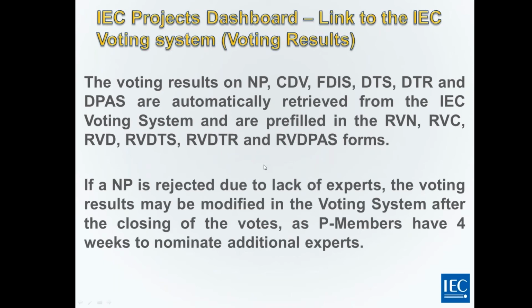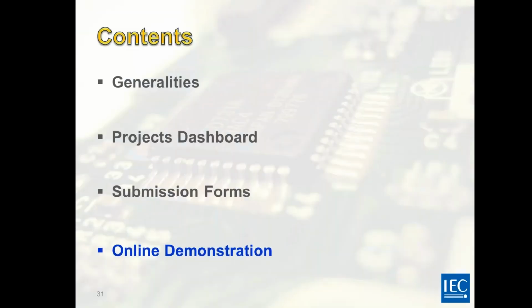And if a NP is rejected due to lack of experts, the voting results may be modified in the voting system after the closing of the votes, as P members have 4 weeks to nominate additional experts. And now I will give you an online demonstration.